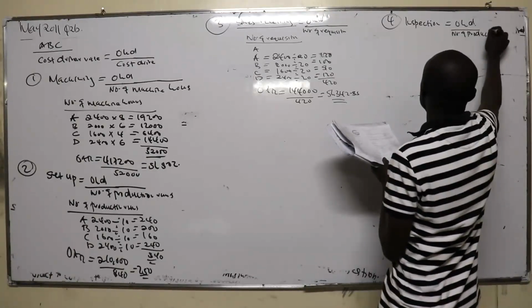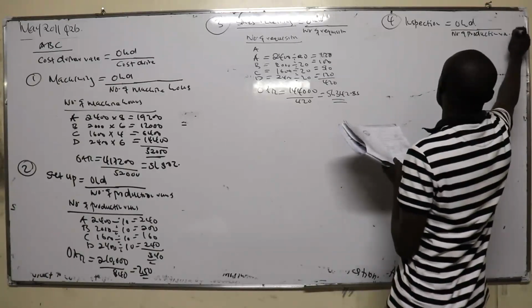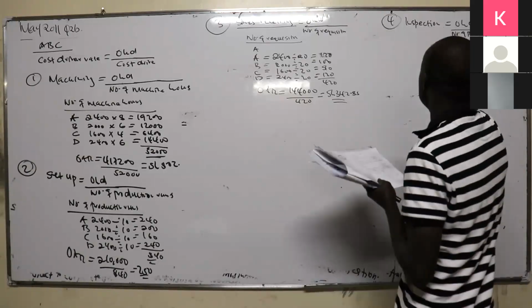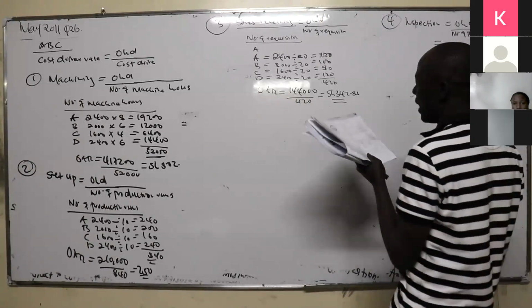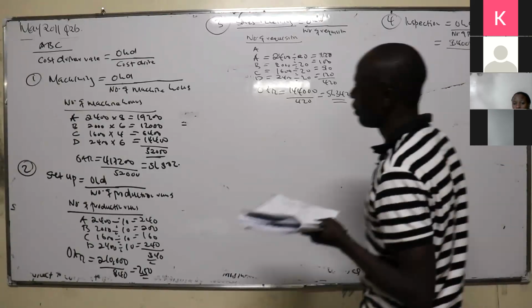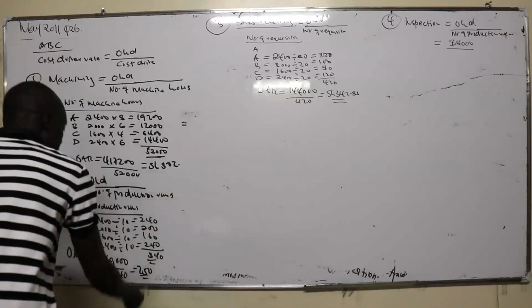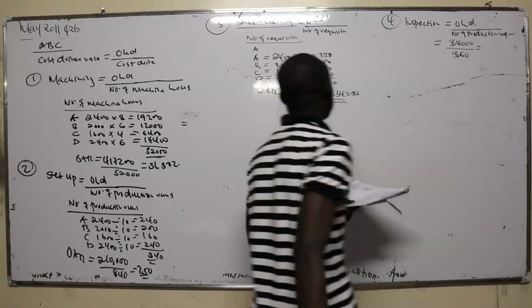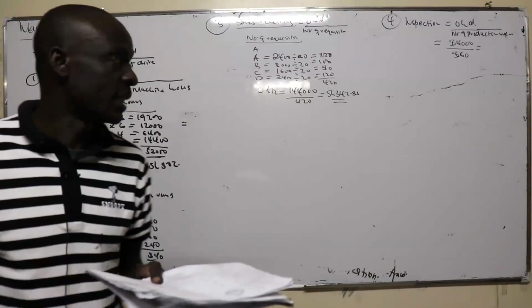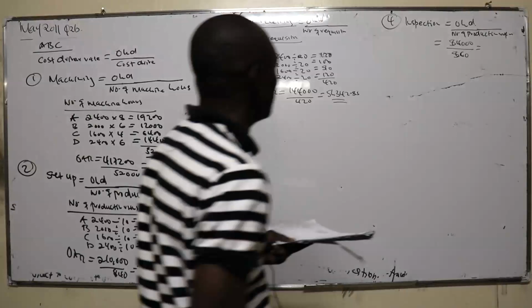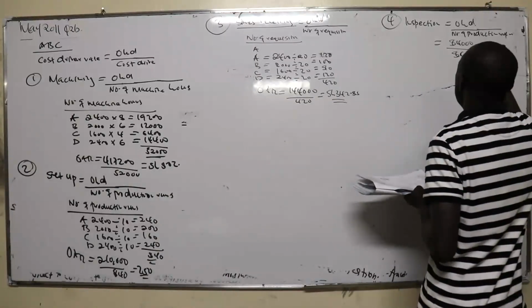We have been doing the cost drivers. We have been given the cost drivers over the production run. So the overheads here is 84,000. Already we have determined the number of production runs, which is 840. So we're going to divide by 840. That one will give us 100 shillings per run.